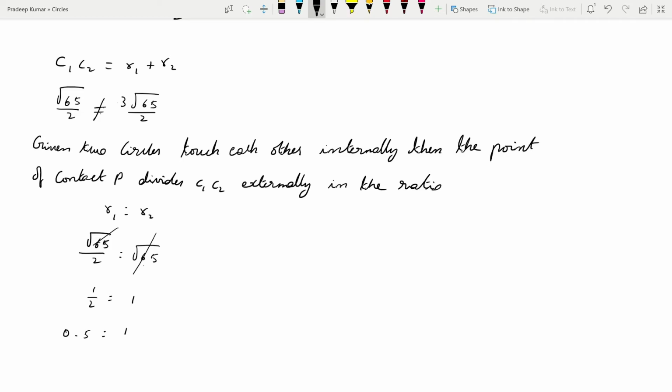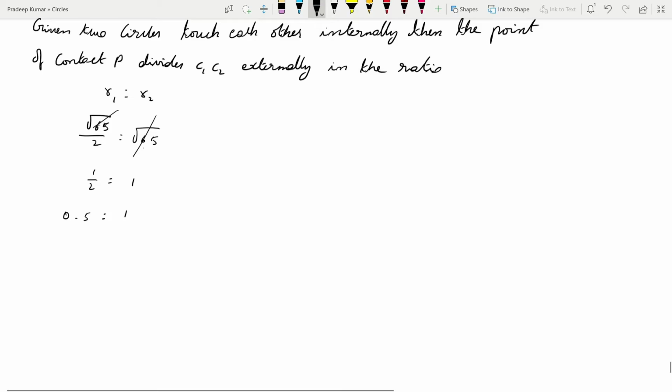If I multiply 10 on both sides, what do I get here? 10 into 0.5 is to 10 into 1. So 10 into 0.5 is 5, and 10 into 1 is 10. So I can cancel 5 ones and 5 twos. So the ratio we are getting is 1:2. So this is the ratio. So simply we could understand one radius of the circle is 1, and the other radius of the circle is 2.